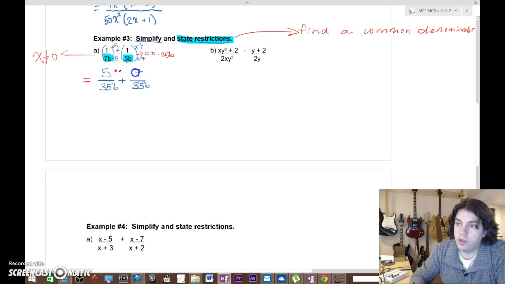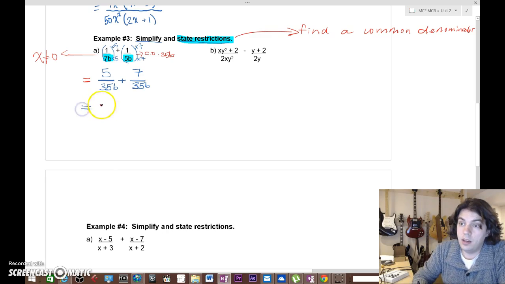And so what we end up with is 5 over 35b plus 7 over 35b. And once the denominators are common, I can put them together and I can do the addition. 5 plus 7 is 12. And there we are.